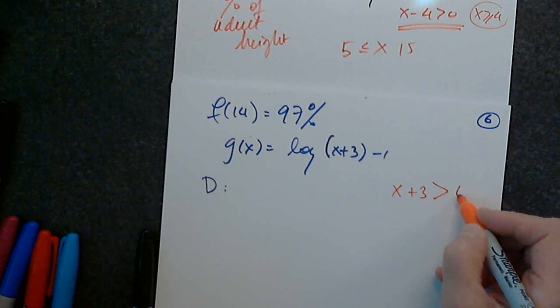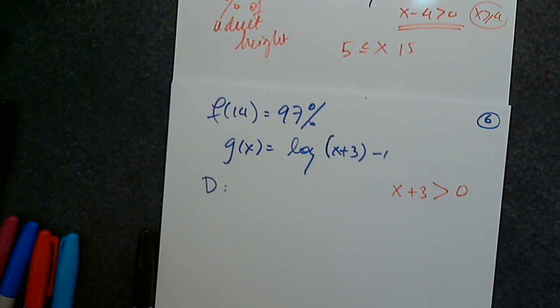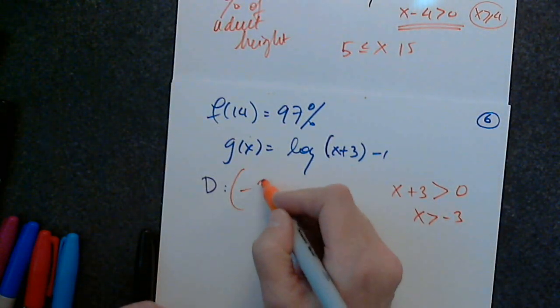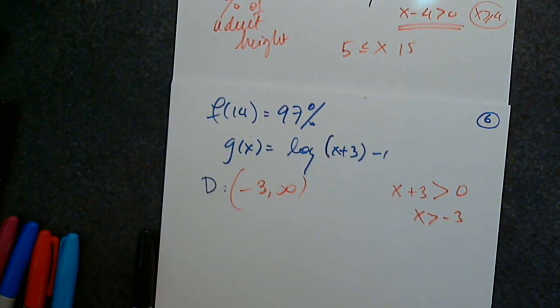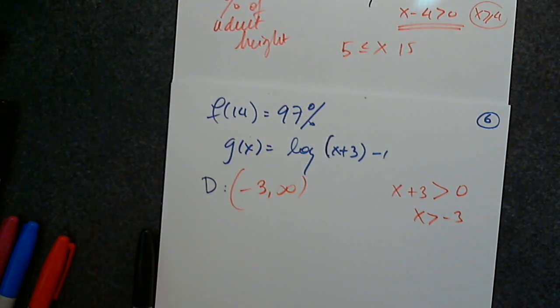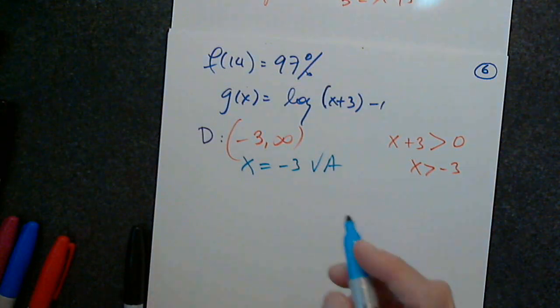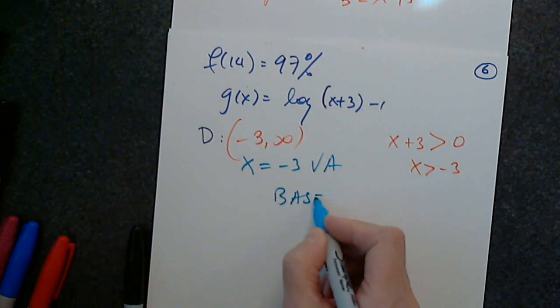I have to write that x plus 3 is greater than 0 and x greater than negative 3, which makes the domain this. Because the domain is negative 3 to infinity, I know the vertical asymptote without even graphing. What is the vertical asymptote? Of course. Vertical asymptote. Great job.